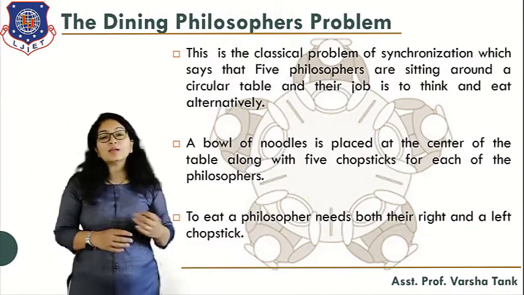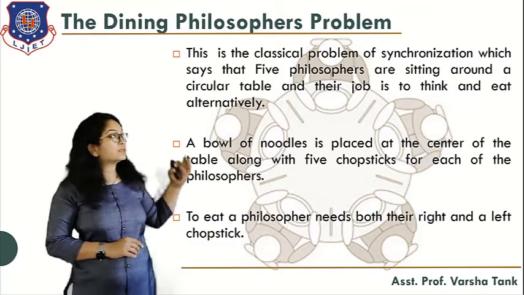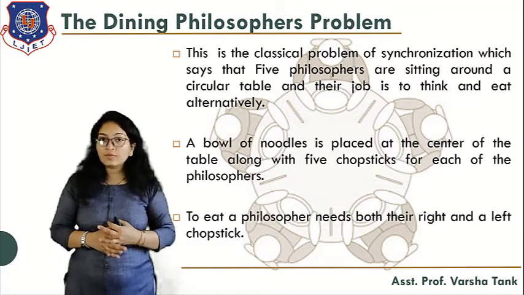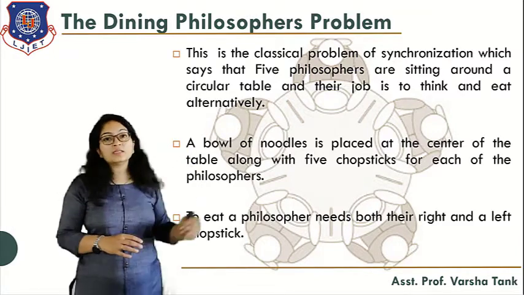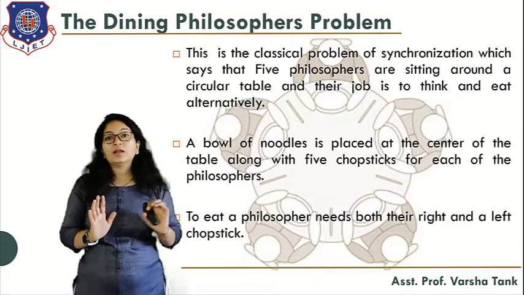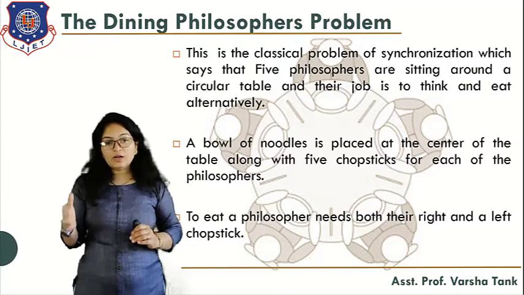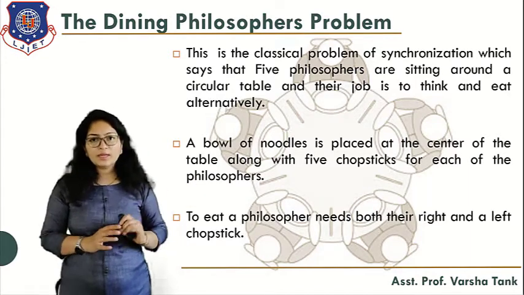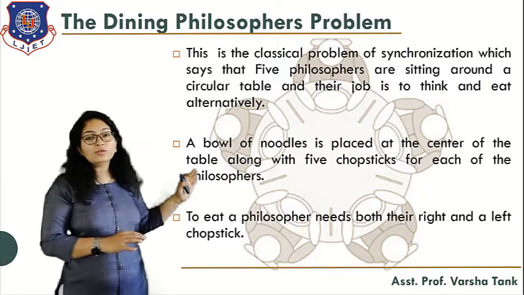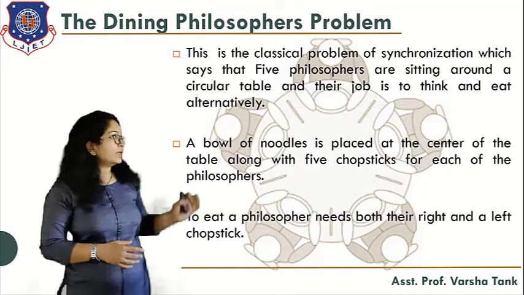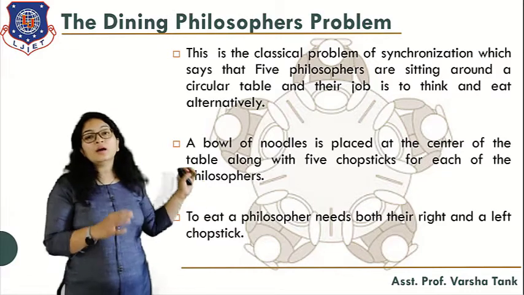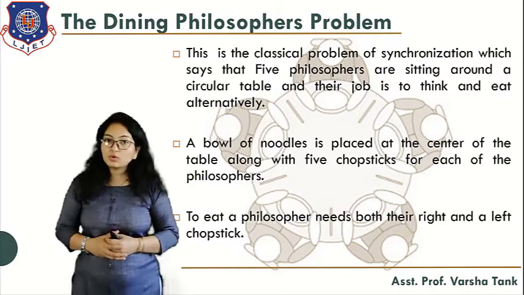This is the classical problem of synchronization, which says that five philosophers are sitting around a circular table and their job is to think and to eat alternately. Either they can think or they can eat. Got it? The bowl of noodles is placed at the center of the table along with the 5 chopsticks. In our example, we are taking that each and every philosopher has their own bowl.